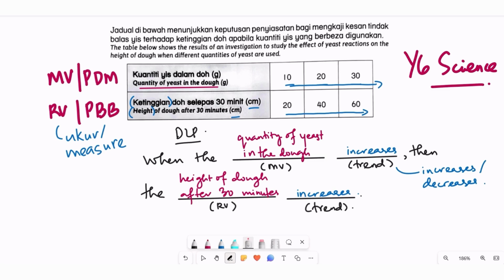So what is our complete sentence? When the quantity of yeast in the dough increases, then the height of the dough after 30 minutes increases. This is how you write hypothesis for DLP students learning in English. Can follow, right? Now I will explain how to write the hypothesis in bahasa Melayu.